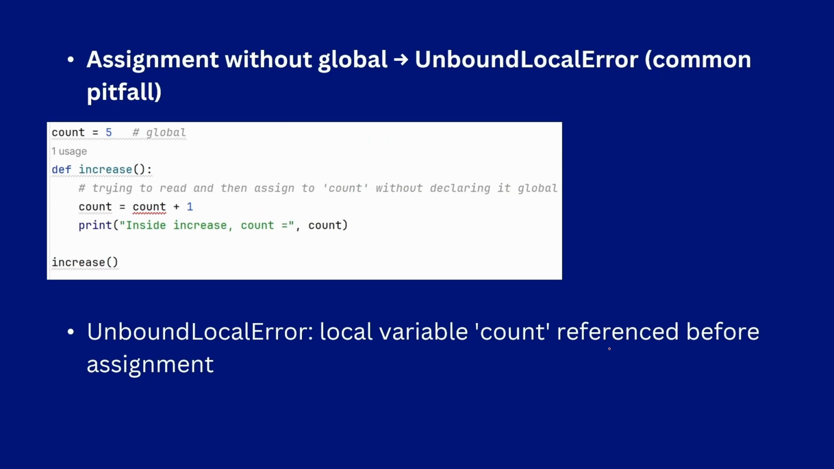Next is assignment without global, the UnboundLocalError, a common pitfall. Here we have count equals 5, which is a global variable. Now inside this function increase, we say count equals count plus 1. But this count variable is not defined locally, so we encounter an error. It gives an UnboundLocalError: local variable count referenced before assignment. So I'll show you on PyCharm.